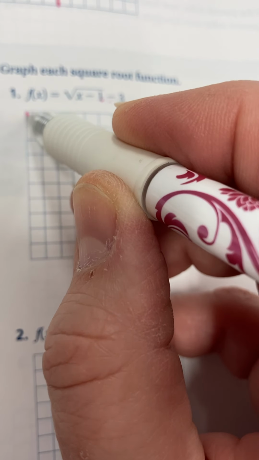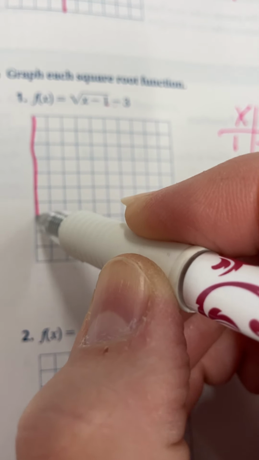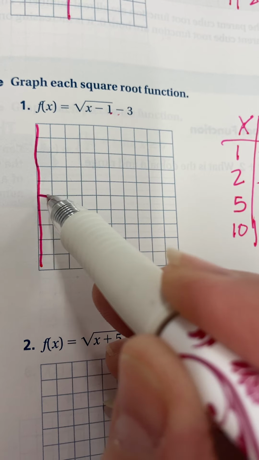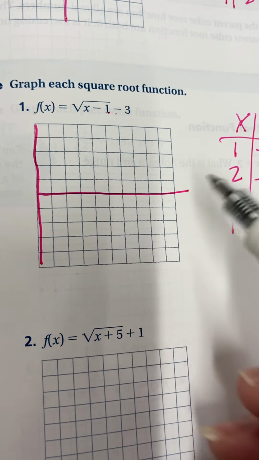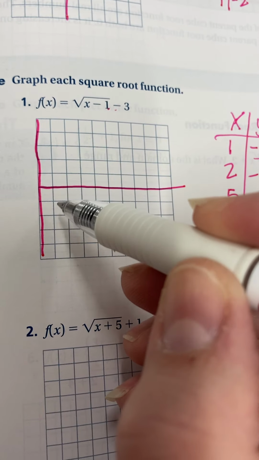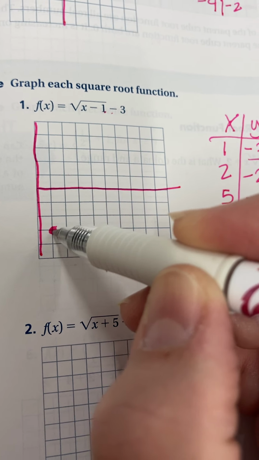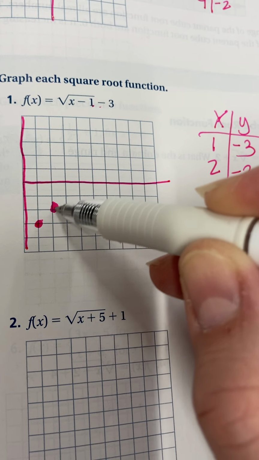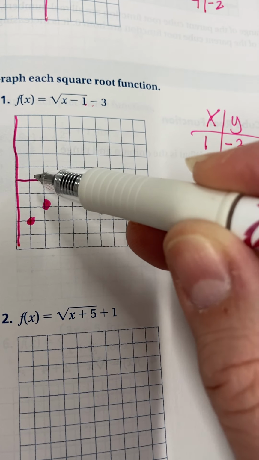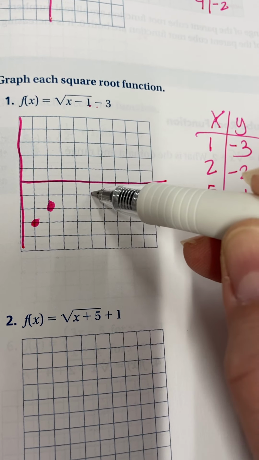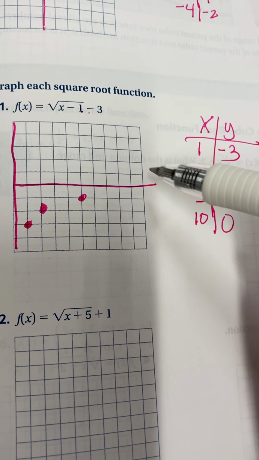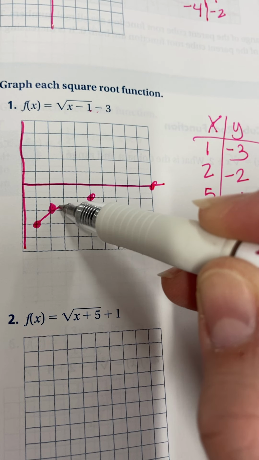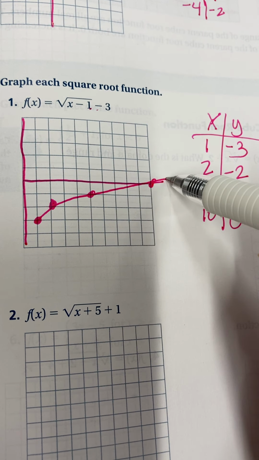All right, so I'm going to make my graph. This is going to be my y-axis, and my x. So 1, -3 is my absolute endpoint. 2, -2. 5. So 1, 2, 3, 4, 5, -1. There's my curve. And then I'm hoping this goes 10, 0 right here. So this is where it's going to start, and we curve out this way.